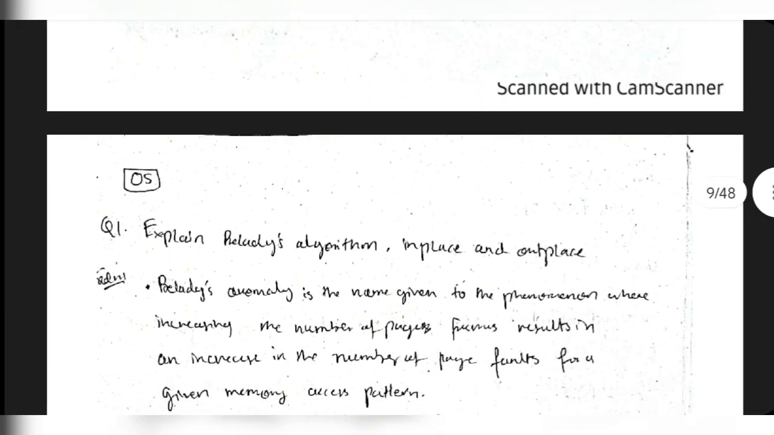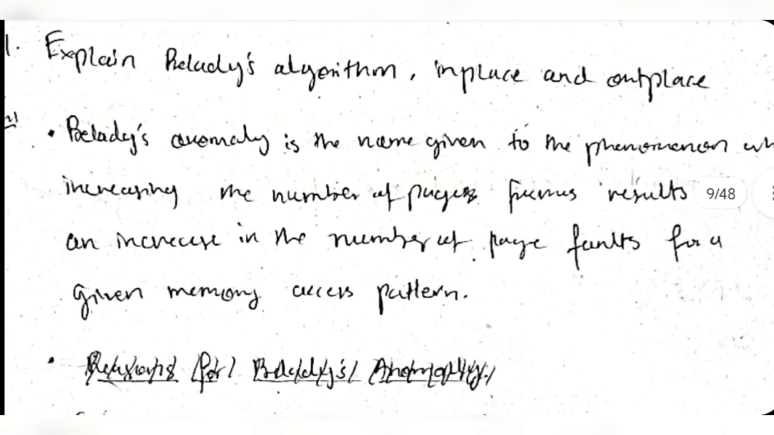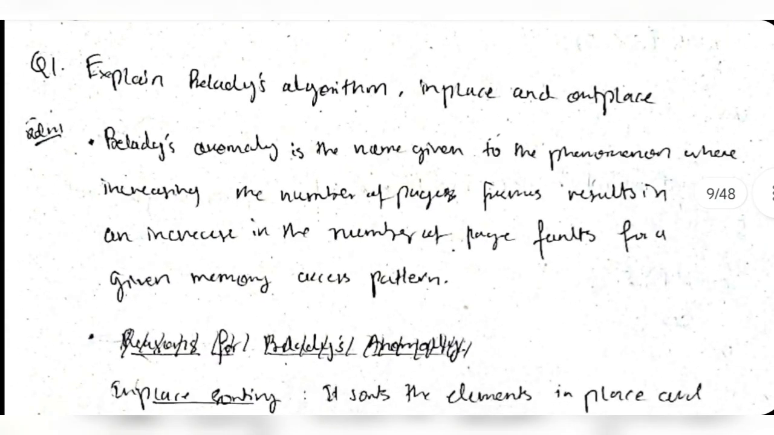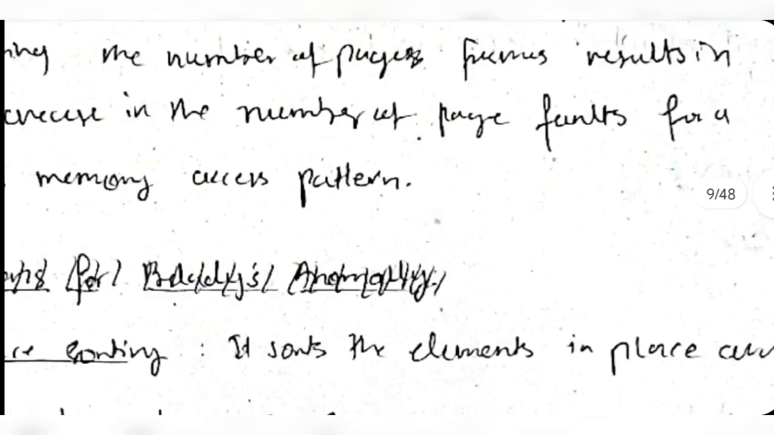So that was about the DSA part, and moving on to the next subject, which is OS. In operating systems, the first question is, explain Belady's anomaly, and in place and out place. What is Belady's anomaly? Belady's anomaly is the name given to the phenomenon where increasing the number of page frames results in an increase in the number of page faults for a given memory access pattern.